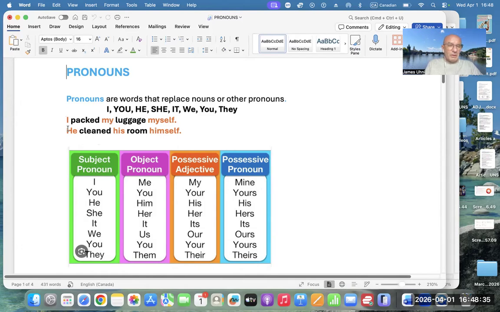Let's look here. He cleaned his, possessive adjective, room himself. Well, it's not here. It's another part, and there are more than another two columns like this. These are just the basic four.